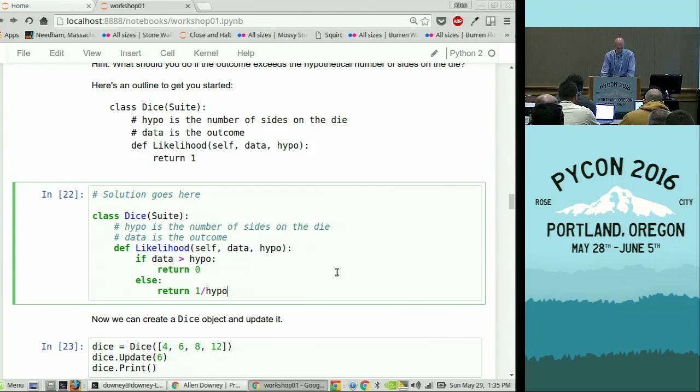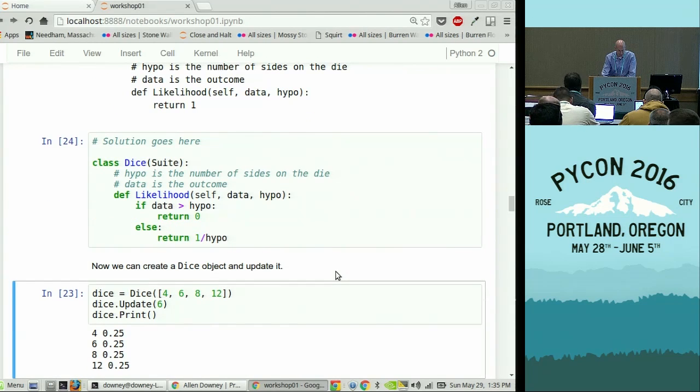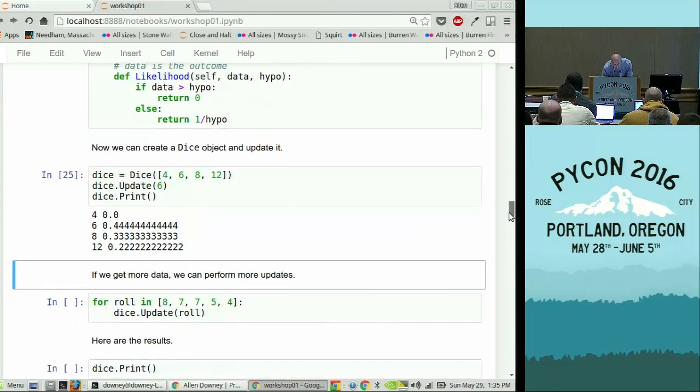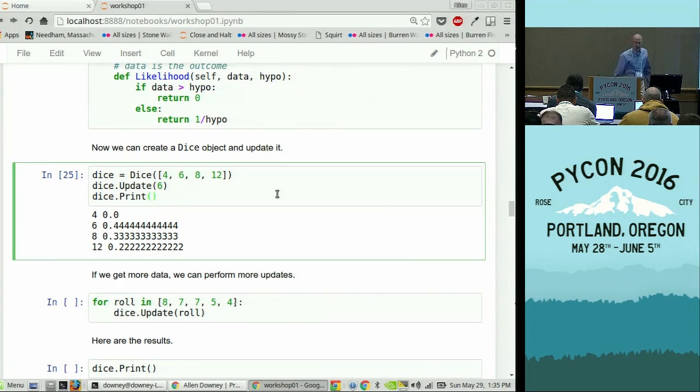Okay, so there is this new thing called dice. Now I'm going to instantiate one of those. I'm going to make a dice object, and I'm going to update it with the data 6. And there is the result. And this is the same as what we got from the table and the same that we got from the previous. Yes?